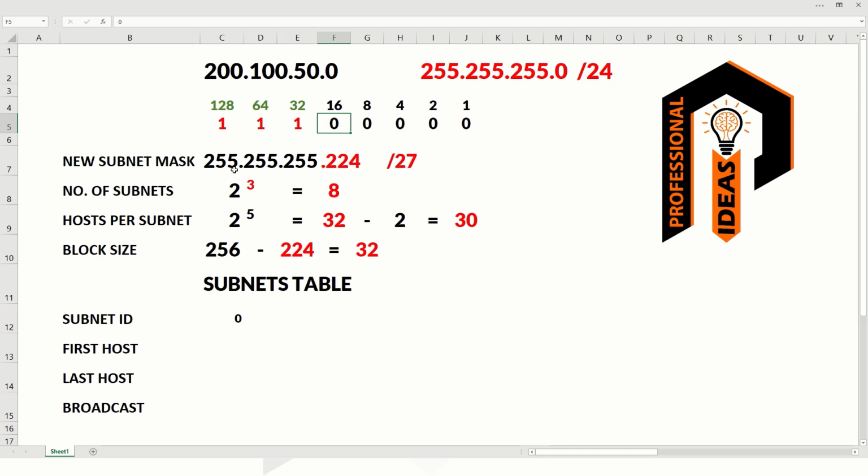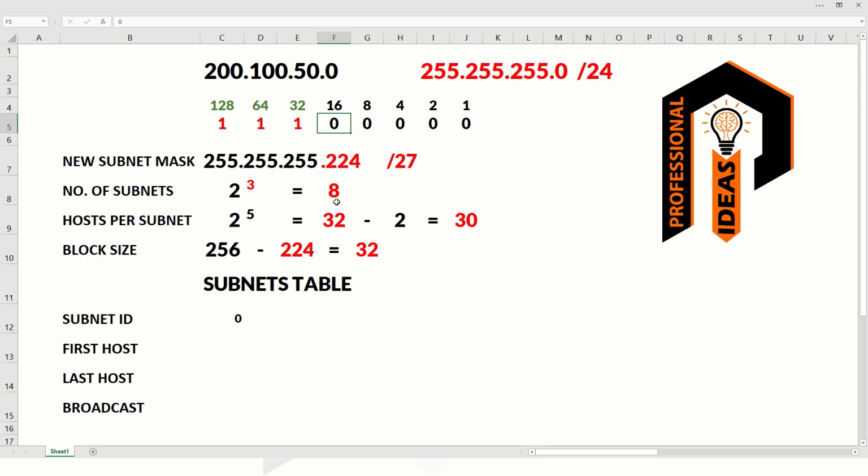To understand subnetting, carefully note down the following steps. Step number 1, our new subnet mask will be 255.255.255.224, as the spot values of borrowed bits are 128 plus 64 plus 32, that will be equal to 224. Step number 2, the number of subnets will be 2 raised to power 3 because we have borrowed 3 bits and that will be equal to 8. So we will get 8 subnets.